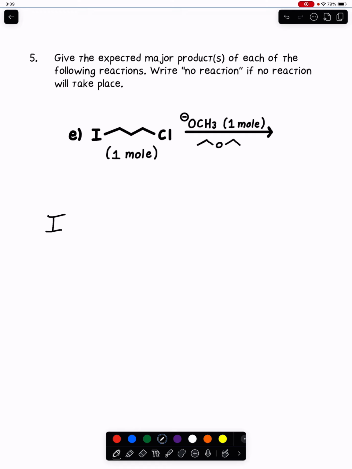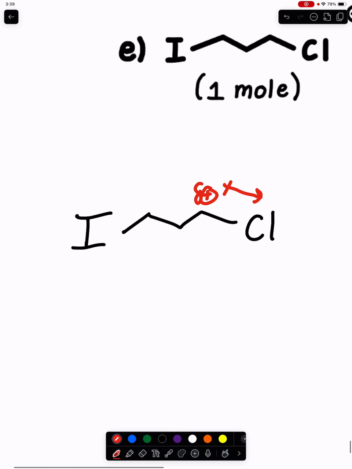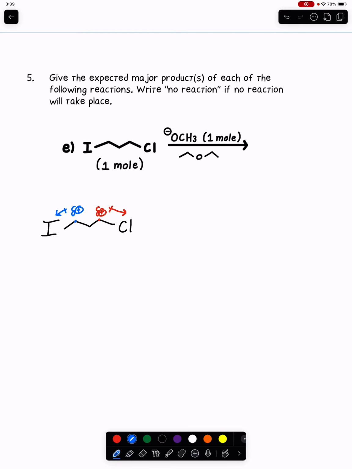So let me redraw this species here. We have to remember that that chlorine is pulling electron density from this carbon, which means we're getting a partial positive charge on that carbon there, which I'm going to dot in red. This iodine is pulling electron density from this carbon, which I'm dotting in blue, which means we're getting a partial positive charge there. So we have 2 carbons that could potentially be attacked by this nucleophile.